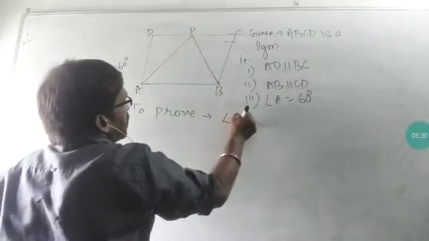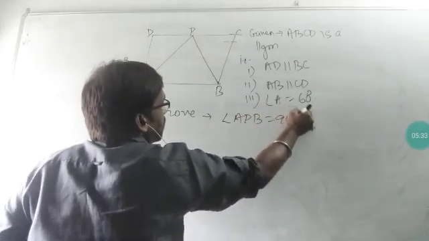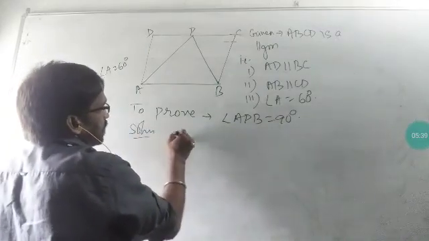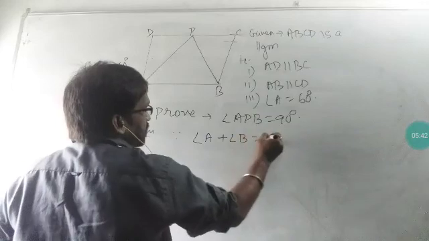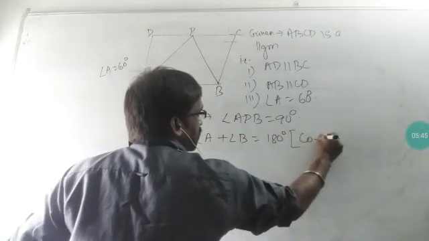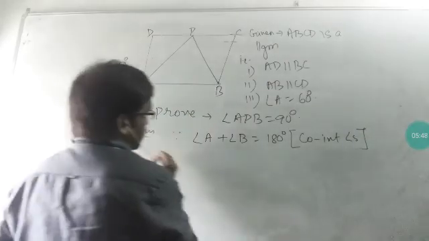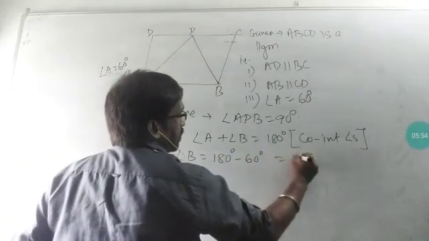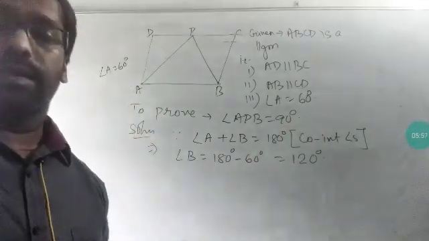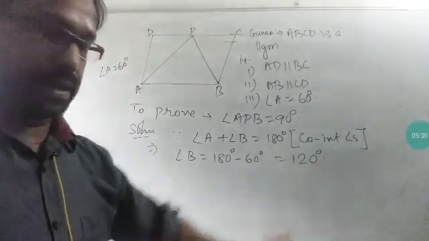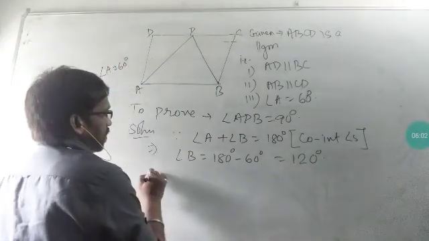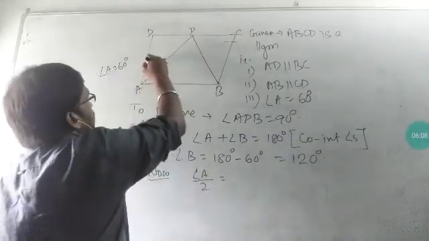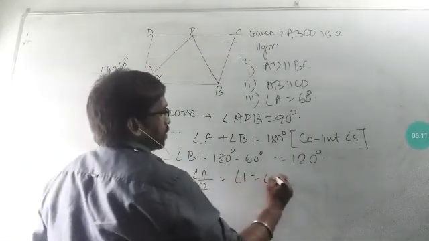We have to prove the four things. First of all, we have to prove that angle APB is equal to 90 degrees. How can it be proved? So for that, we will use the consecutive interior angles theorem. Now see, angle A plus angle B is equal to 180 degrees. Angle A is given 60, so that means angle B is equal to 120 degrees. Clear? We have found our angle B, 120 degrees. Angle A is already given 60 degrees. So now we have to prove angle APB. So we'll go to triangle APB. Okay. So before that, angle bisector is given.